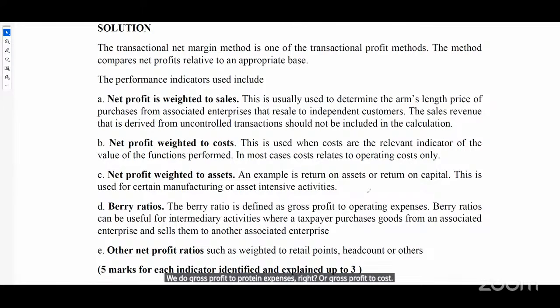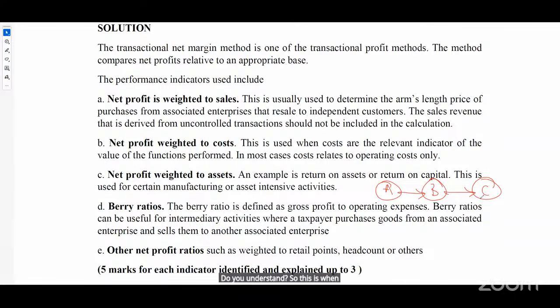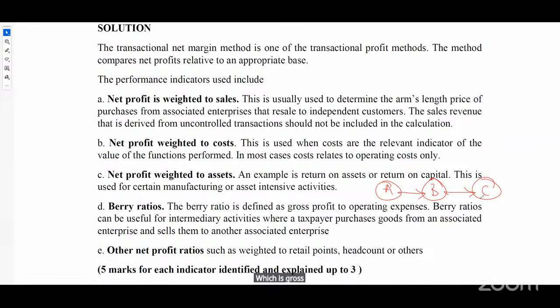Now, the Berry ratio is only used where an associated enterprise A sells to another associated enterprise B, who then resells to another associated enterprise C. So with the Berry ratio, the resale is not to independent parties, it's to another associated person. So this is when you are doing intermediary activity. Company A buys from its parent and resells to another subsidiary, not third parties. Then we use the Berry ratio to determine the financial indicator, which is gross profit to operating expense.